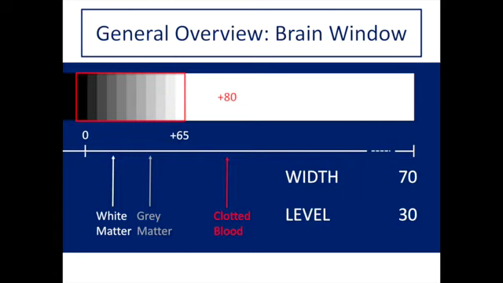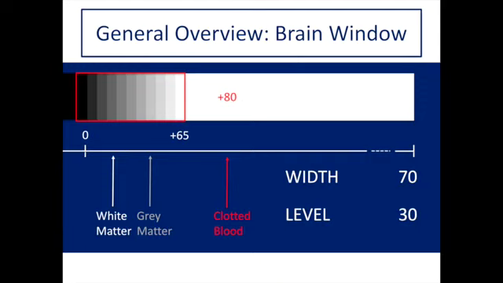The CSF, the white matter, and the gray matter all are represented by different shades of gray within this range. Anything above positive 65 Hounsfield units will be completely white. Anything below negative 5 Hounsfield units will be completely black. So if you had acute clotted blood, which is around positive 80, it's going to look very, very bright, almost completely white. And it's going to stick out like a sore thumb.